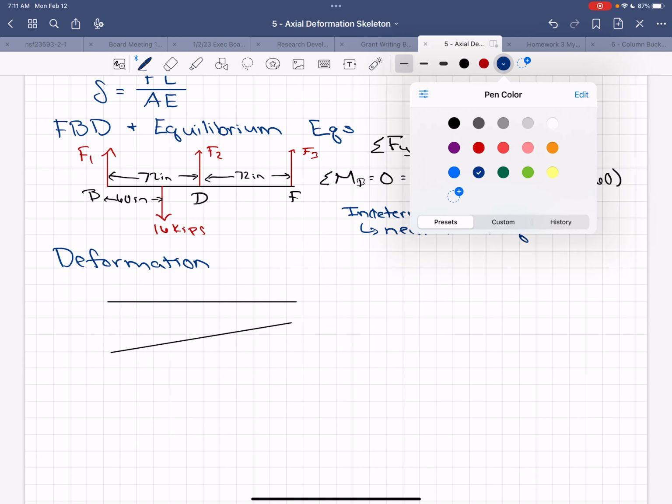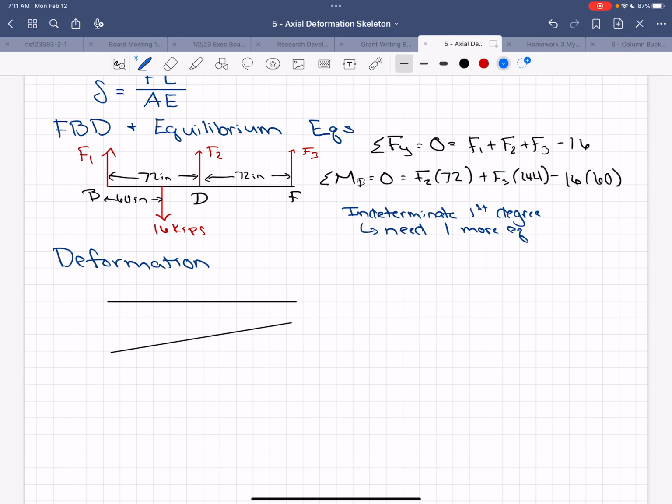And then this is going to be the deformation of bar 1. This is going to be the deformation of bar 2, and this is going to be the deformation of bar 3. Okay, so this is one of those situations where it's easier to relate because we have equal distances. So 72 inches and 72 inches.